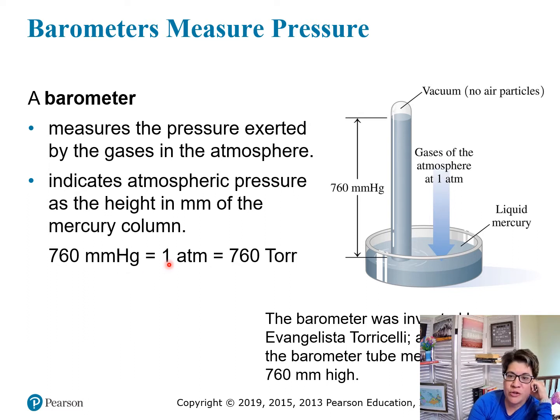760 millimeters of mercury is equivalent to 1 atmosphere, which is atmospheric pressure. And that's also equivalent to 1 torr, named after Evangelista Torricelli, who was the inventor of this barometer. So those 3 units are equal to each other, and you'll need to do some conversions between those.